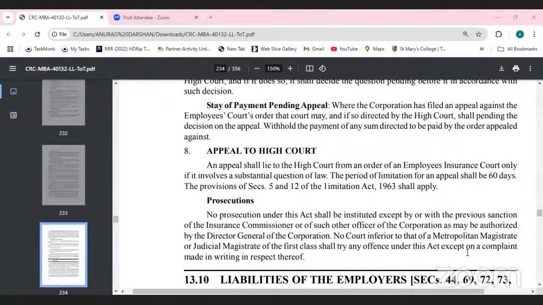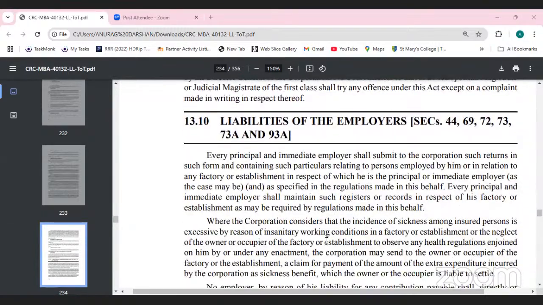Coming to the prosecutions, no prosecutions are instituted except in accordance with the provisions of the section, with the sanction of the insurance commissioner. No court inferior to that of a metropolitan magistrate or judicial magistrate of the first class shall try any offense under this act, except on a complaint made in writing in respect thereof.